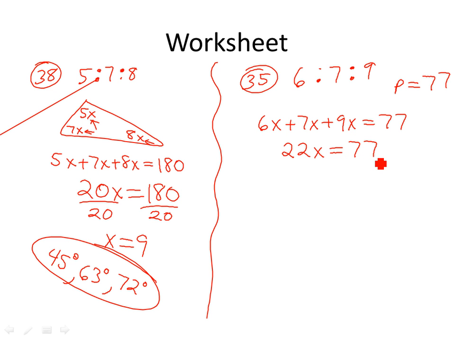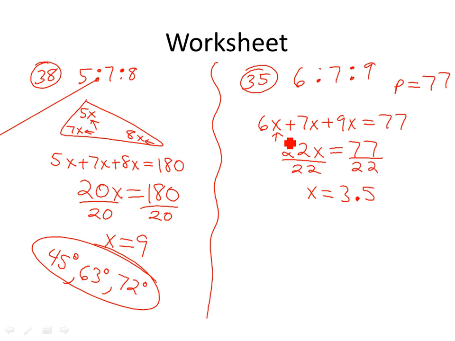Now what do you do? Divide by 22. Comes out exactly 3.5? Yep. Now, again, do I always want everything changed to a decimal? No, if it comes out some crazy decimal, then don't do it. You're going to have to use the fraction. If it comes out some nice decimal, like 3.5, that's all right. Is that our answer? Got to plug it back into each one of these.